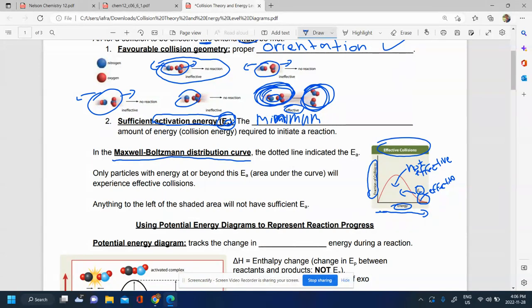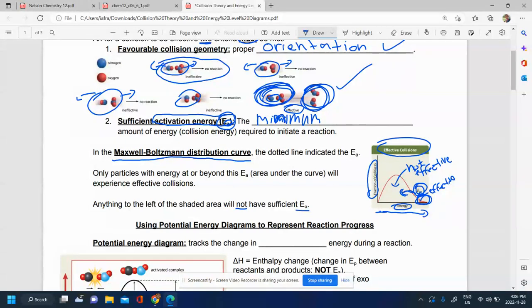So again, for a reaction to happen, yes, you need the proper orientation, but you also need to have the proper EA, the activation energy, the minimum energy, that minimum spark for the reaction to actually occur. So anything in the shaded area here does have the proper EA. If it gets the proper orientation, then it will react. Anything to the left of the shaded area will not react since it does not have the sufficient activation energy.